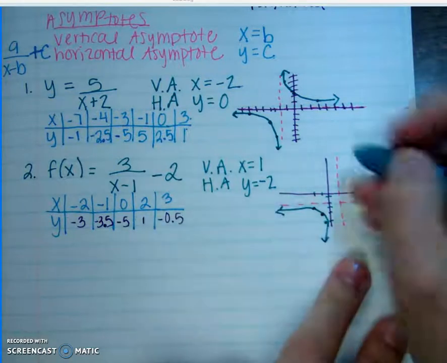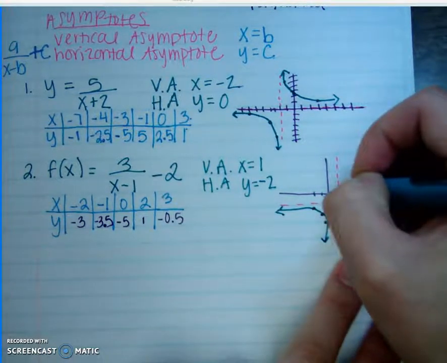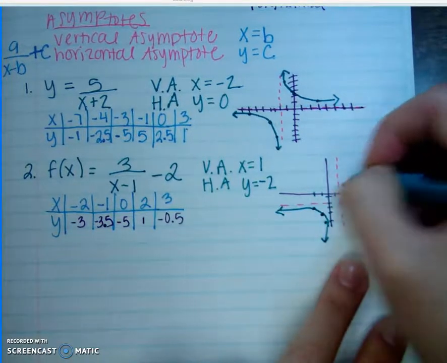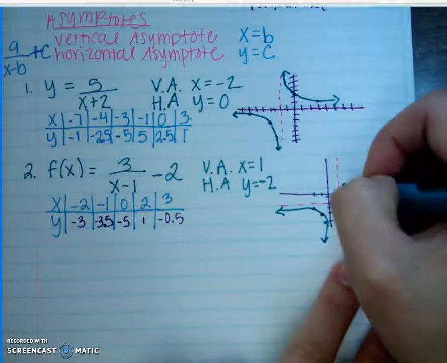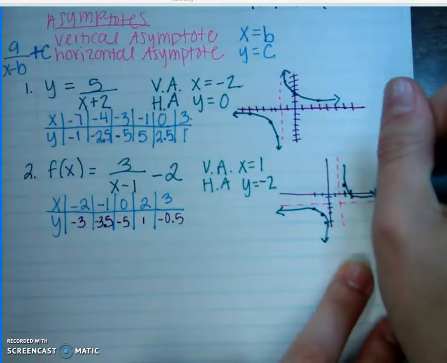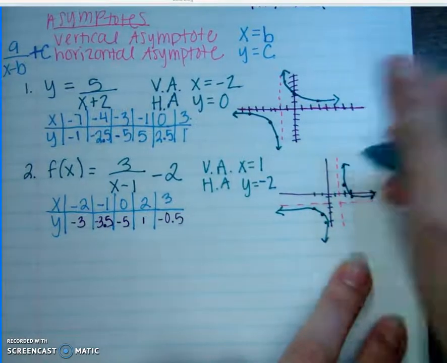I'm going to 2 and then 1. So this is 1, so 2. So right 2, up 1. Right 3, down 1.5. Okay, good.